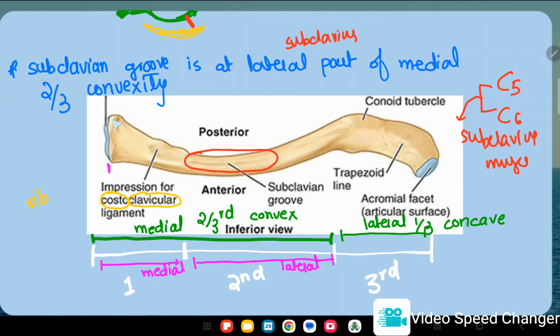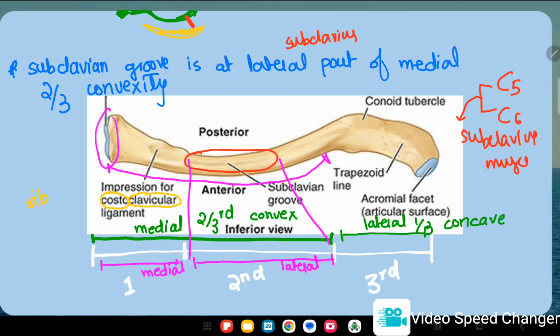First of all, see where the medial 2/3 is. This is the medial end, the sternal end. Medial 2/3 convexity is still here. Now see this green line, medial 2/3 convex. Actually, in the book, they have further divided the medial 2/3 convex area into two parts. The first part they have called the medial part, the second part they have called the lateral part. So they are saying that the exact location is the lateral part of the medial two-third convex part, on the lateral side, where this subclavian groove is present. Now you can see it is a part of this.